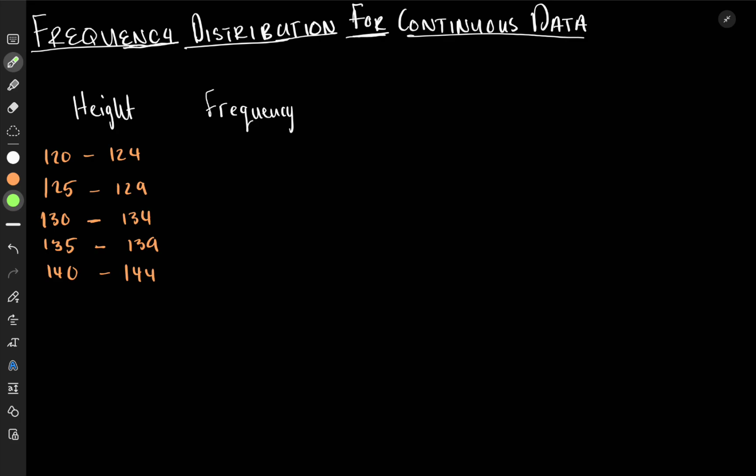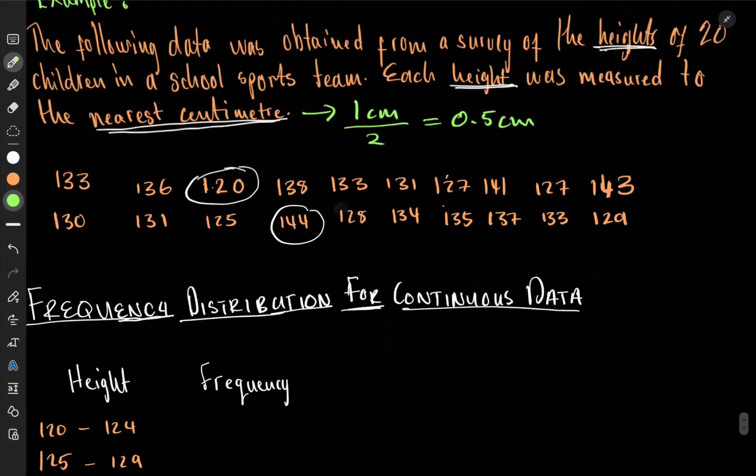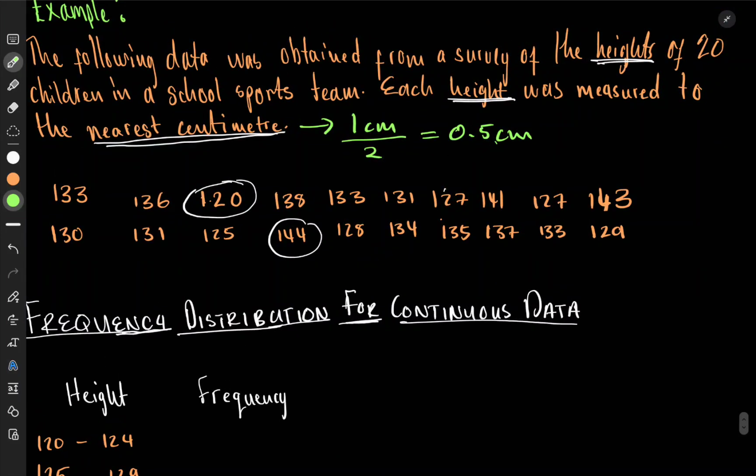Okay, we need our interval boundaries or the class boundaries. We need to know what the boundaries are. Now, these are not yet the boundaries. When we have it like 120 and 124, no, we are not yet, because we remember we have measured to the nearest centimeter, so we need to include that.